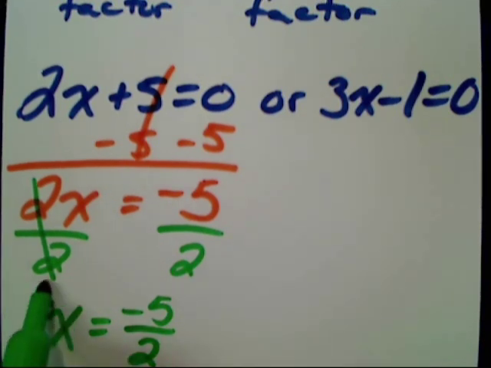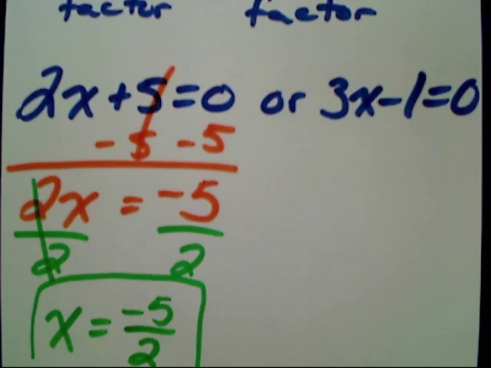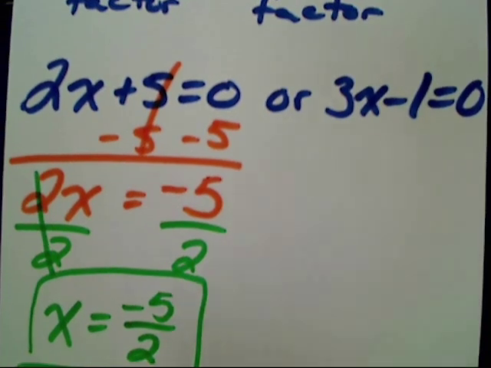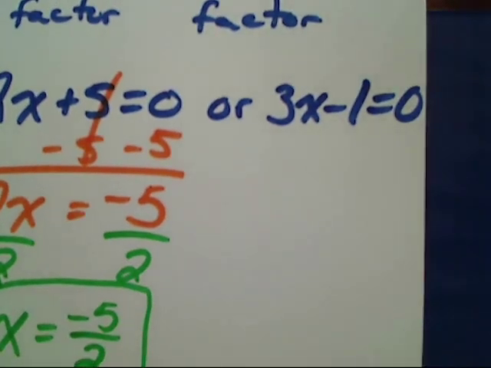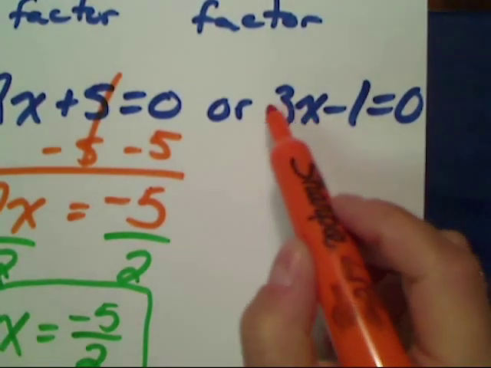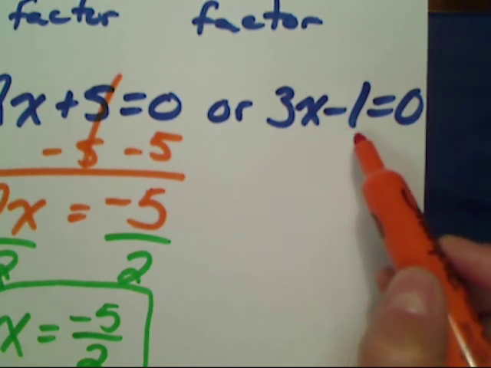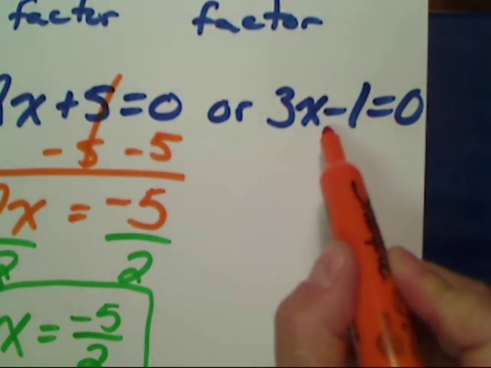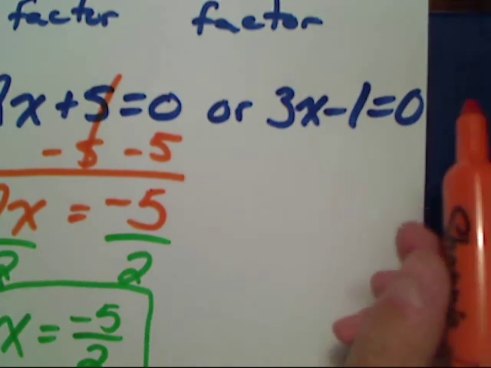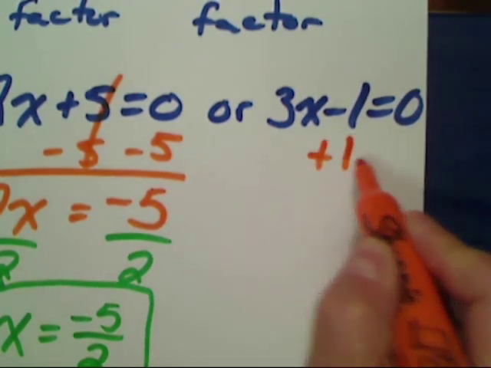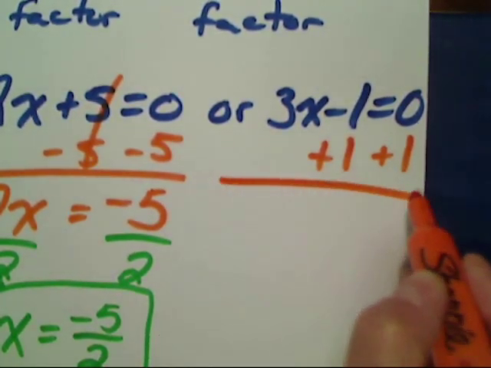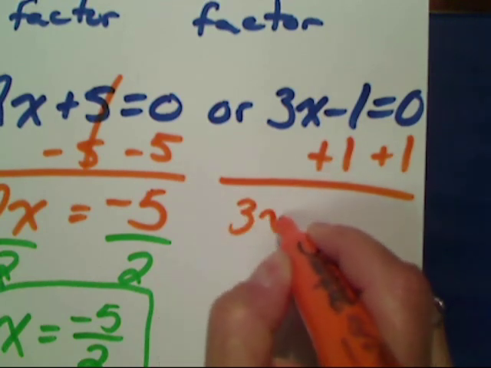There is your answer from that side. However, don't forget you have a second one that you have to solve. Here it's 3x minus 1 is equal to 0. Once again, we get the term with the variable by itself by moving the other term by adding or subtracting. Because it was a subtracting one, we do the opposite operation, which is to add 1. And you do it to both sides of your equal sign to keep it balanced.